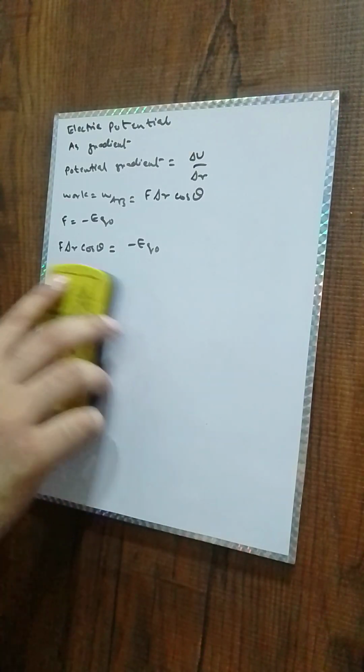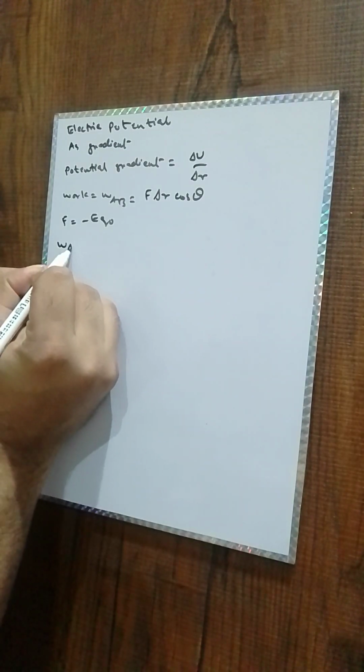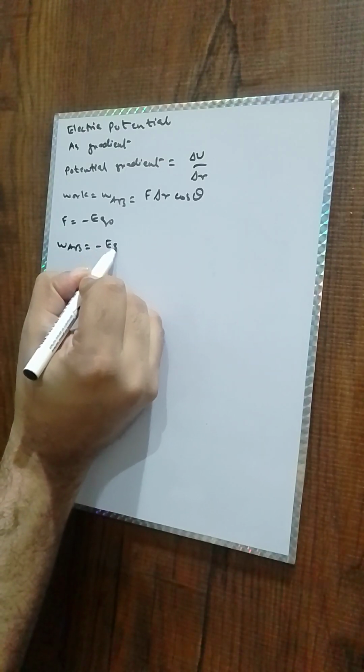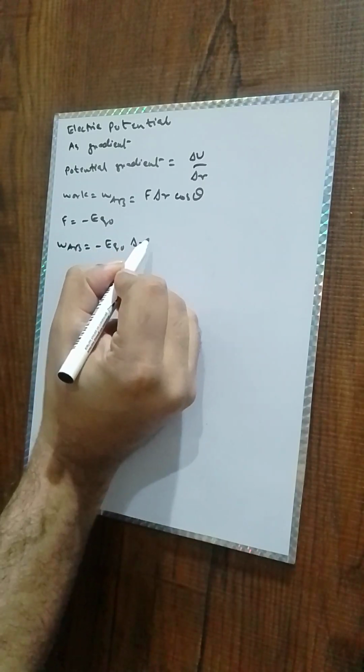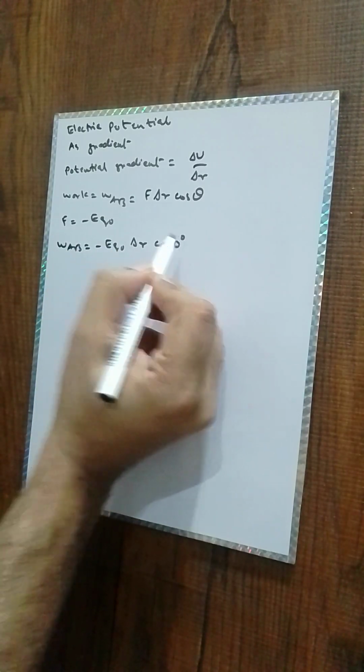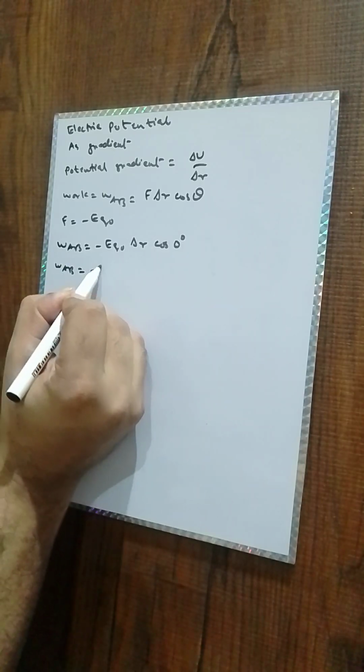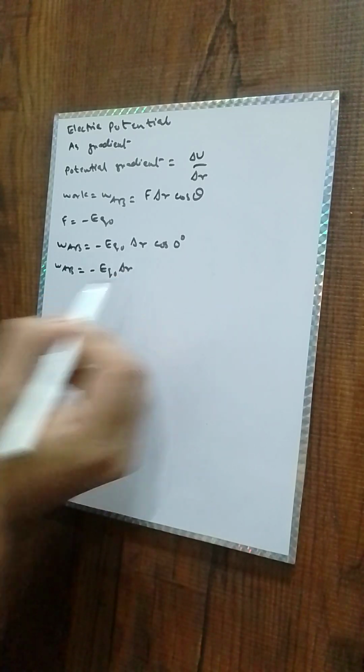No, it's a mistake here. We don't equate. We estimate the work done from A to B in terms of the electric field, which is minus EQ naught force, and the distance delta R, and then the cos theta, where theta is 0 degrees, which makes it 1. So work from A to B is equal to minus EQ naught delta R.